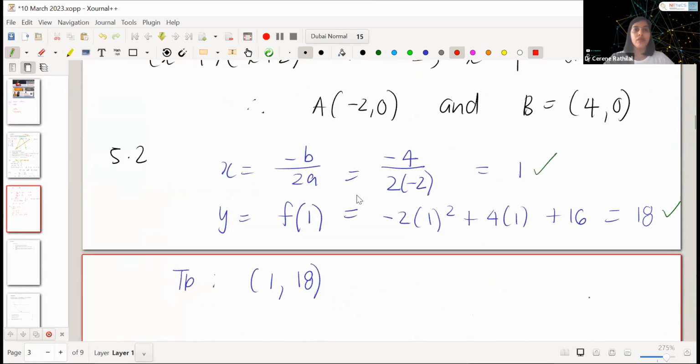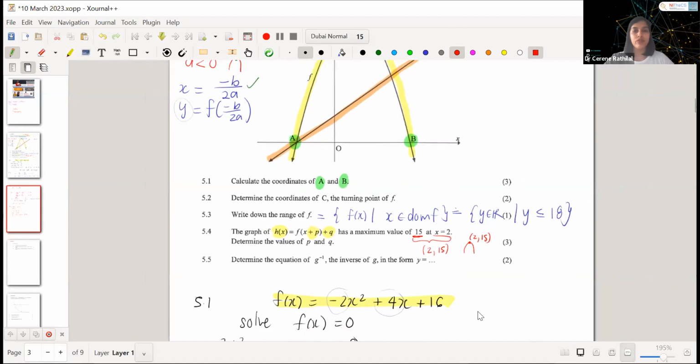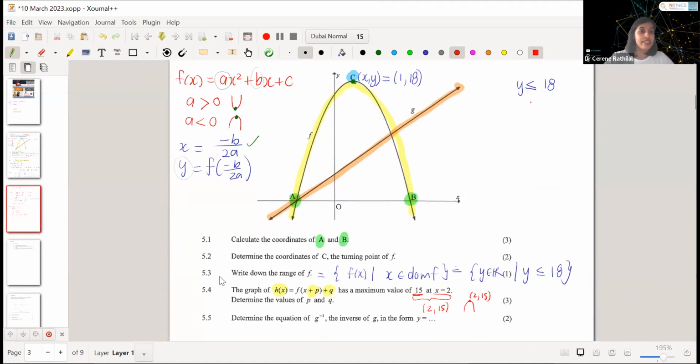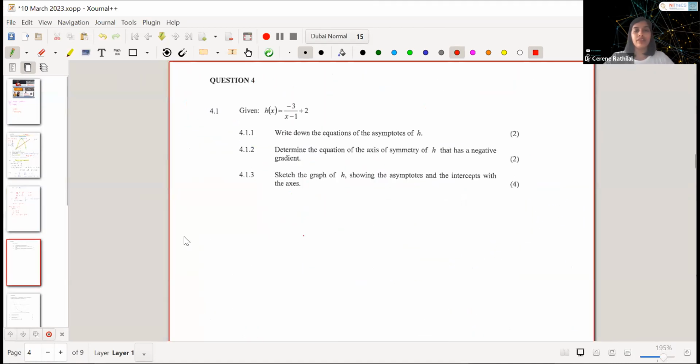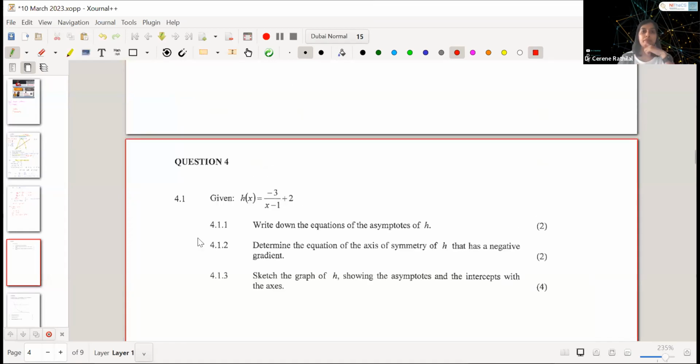Okay, so I think that we are now all good on question 5.1 to 5.4. I'm now ready to move on to another question. So let's talk about the following. Now I have h of x is given by -3 divided by x minus 1, plus 2. And it says, write down the equations of the asymptotes of h.